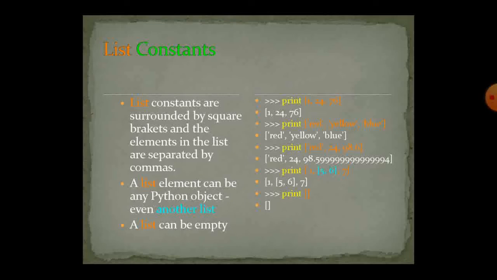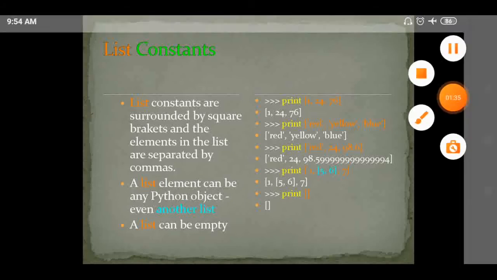List constants are surrounded by square brackets, and the elements in the list are separated by commas. That means you can create a list by using square brackets, and inside, the elements are separated by commas. The list element can be any Python object, even another list. A list can be empty. Let's see the examples.